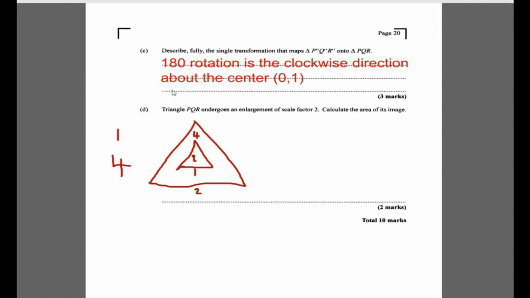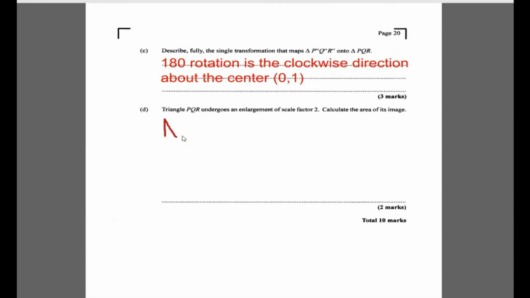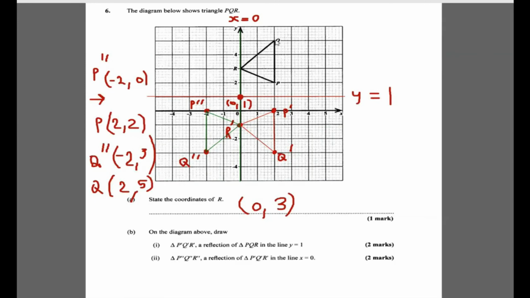So what am I telling you? The area of the image is going to be 4 times the area of the object. That's all I'm trying to say. So that's all we can write down right there. The area of the image is going to be 4 times the area of the triangle. So let's go and deduce the area of triangle PQR.